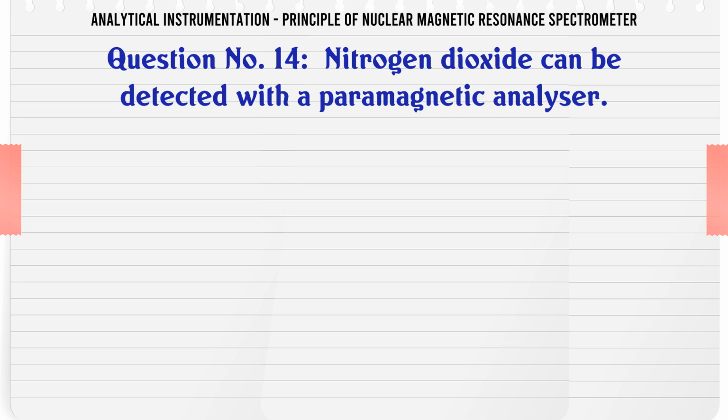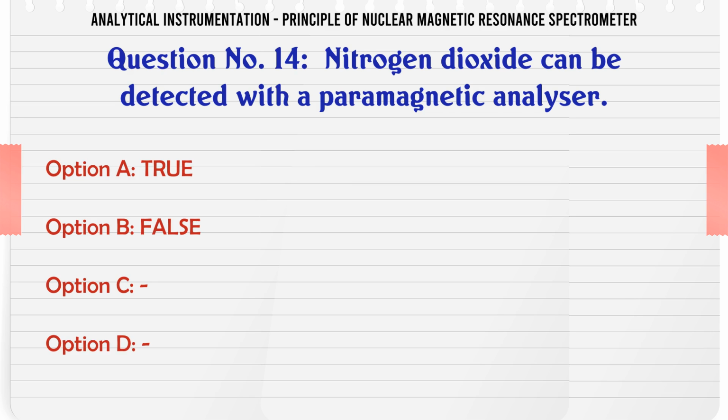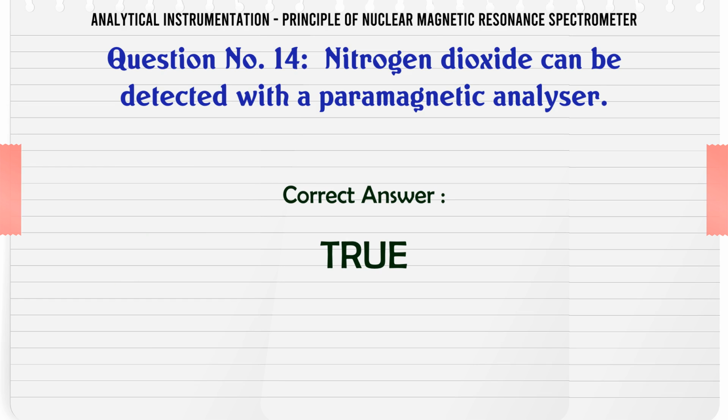Nitrogen dioxide can be detected with a paramagnetic analyzer. A. True. B. False. The correct answer is true.